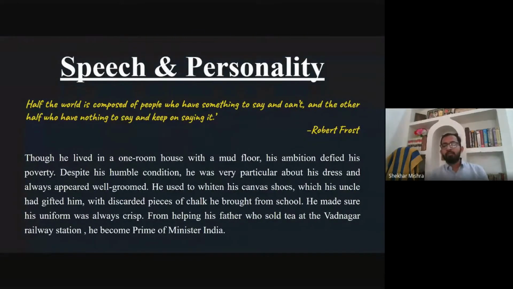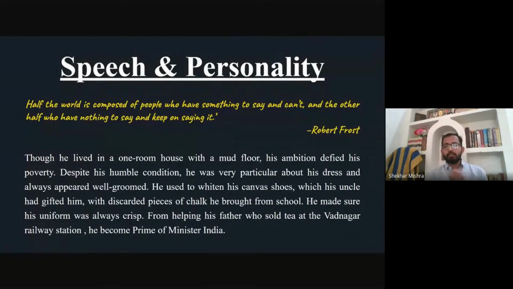Though he lived in a one-room house with a mud floor, his ambition defied his poverty. Despite his humble condition, he was very particular about his dress and always appeared well-groomed. He used to whiten his canvas suits, which his uncle had gifted him, with discarded pieces of chalk he bought from school. He made sure his uniform was always crisp. And now I guess all of you have got who this person is: the Prime Minister of India, Mr. Narendra Modi.